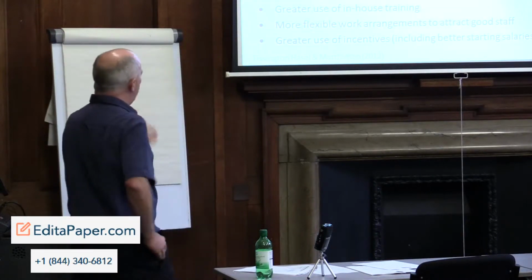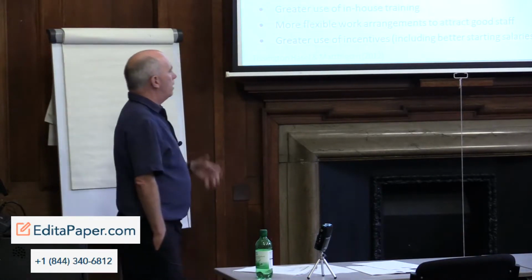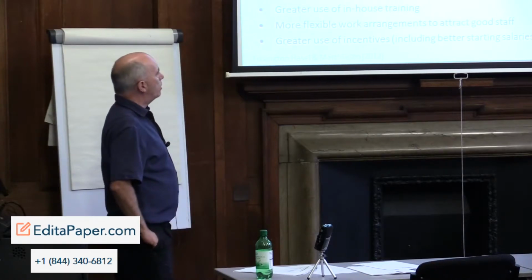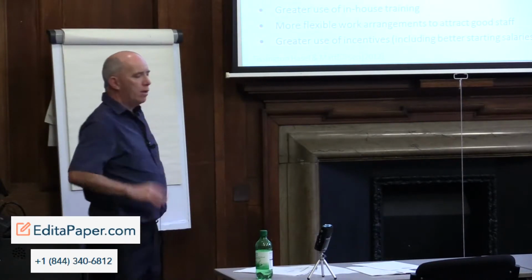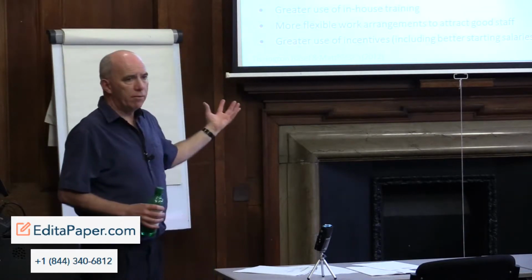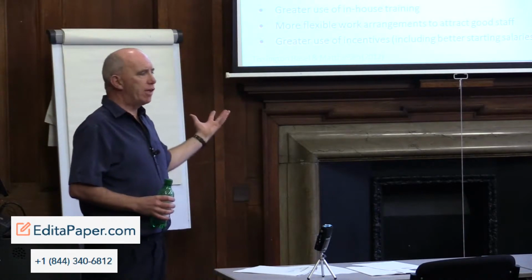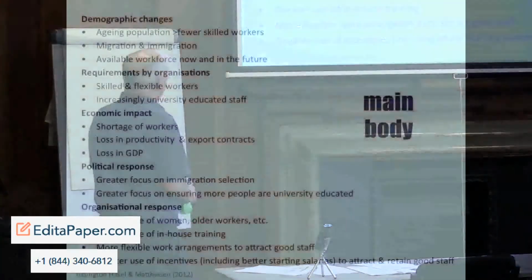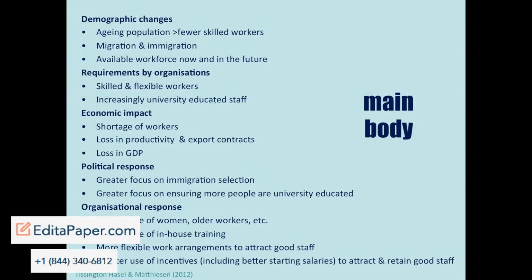What's the economic impact? Well, the shortage of workers, loss in productivity and export contracts, loss in gross domestic product. Okay. There's a lot here, so we can't go into depth in every single point. What could be the political response? Greater focus on immigration selection. Greater focus on ensuring more people are university educated.